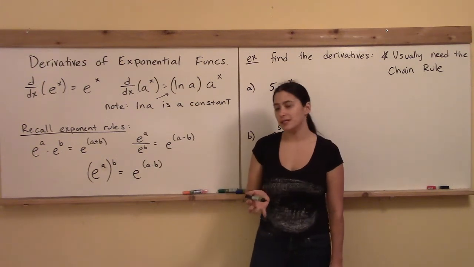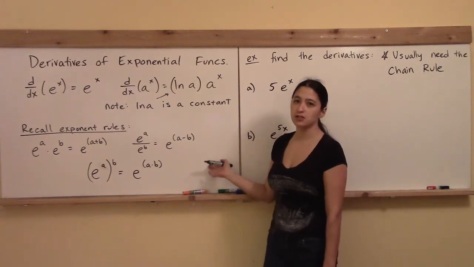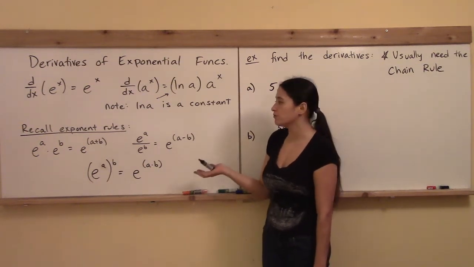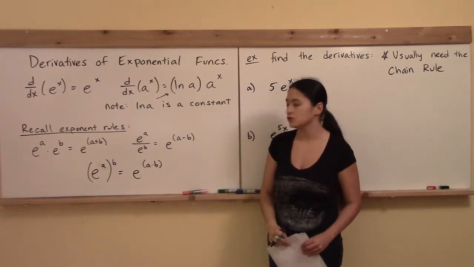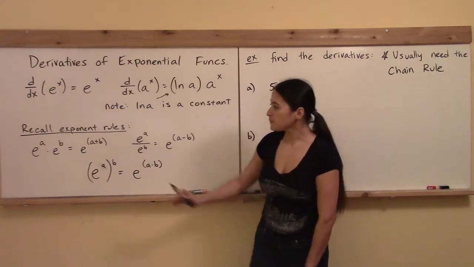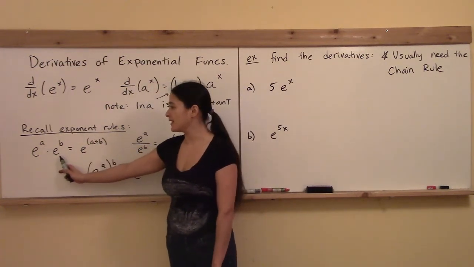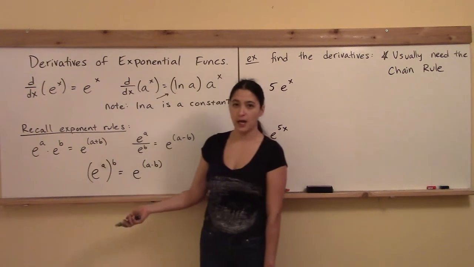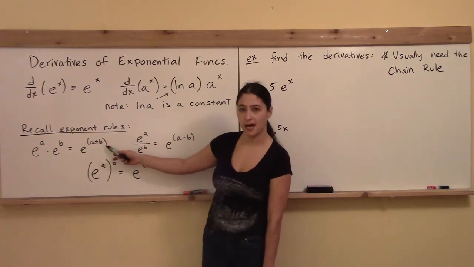Now, before we begin, I'd like you to also recall some exponent rules that we have. These are not only true for base e, but they are true for any base that you're going to use, though I will most usually work in base e. If you have e to some number a, and you multiply that by e to some other number b, what happens is you actually have e raised to the a plus b power.